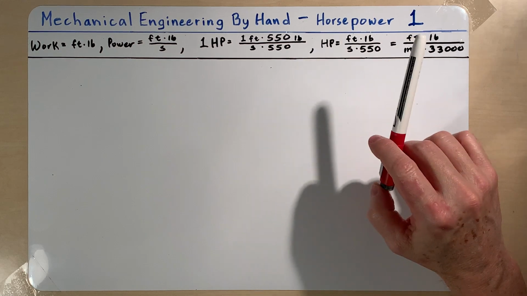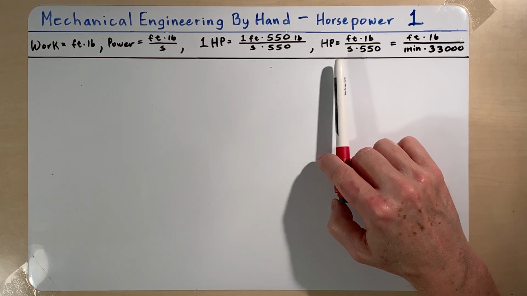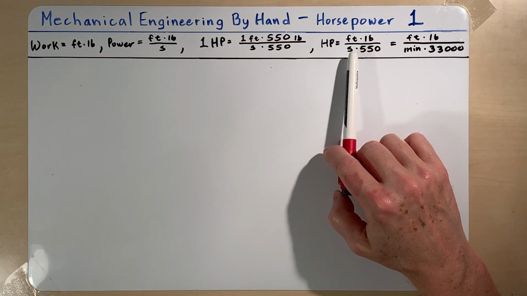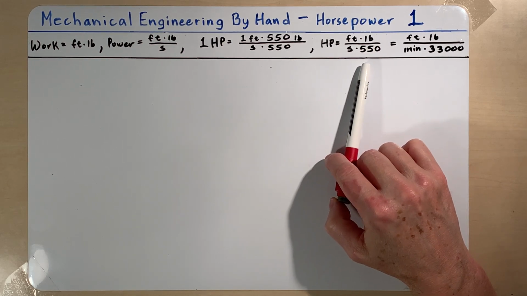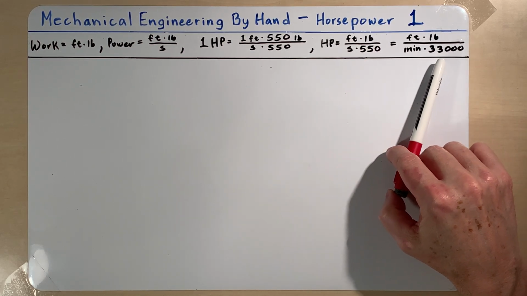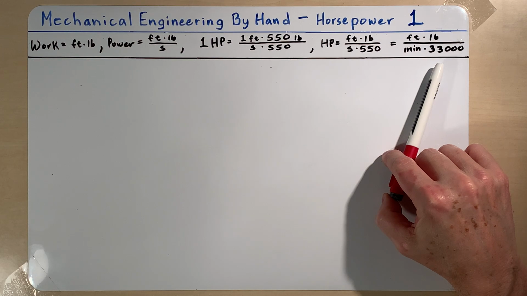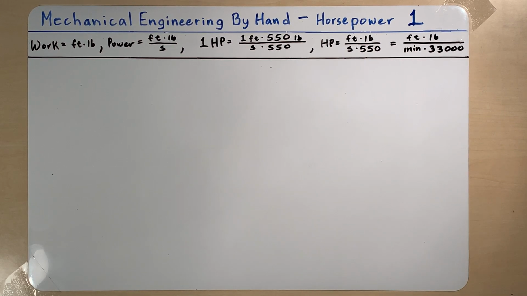And then for other values of horsepower, you just plug in how many feet you have per second and the force divided by 550, or divided by 33,000 if you're using minutes.